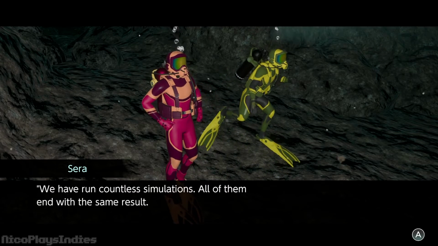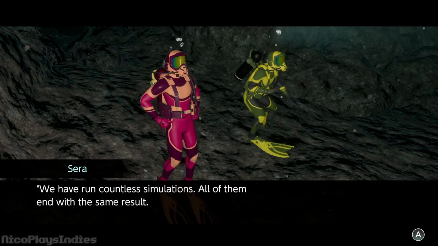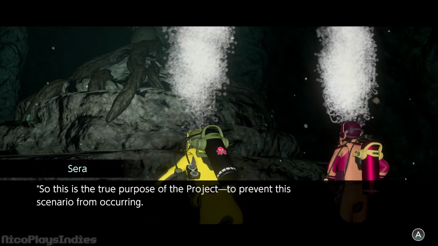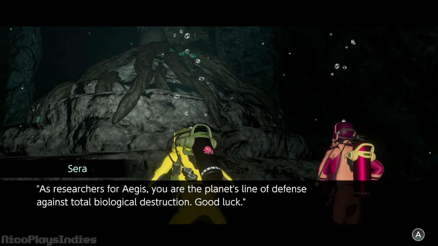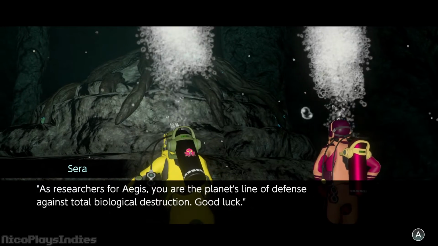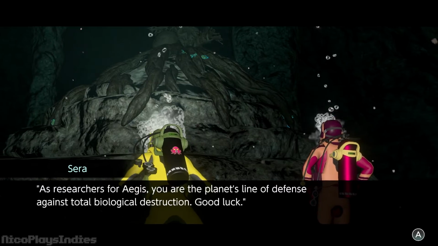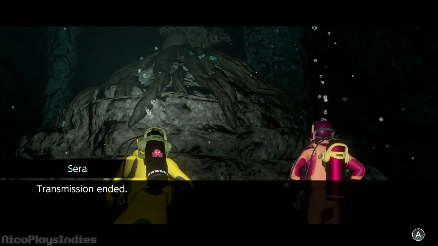We have run countless simulations. All of them end with the same result. So this is the true purpose of the project, to prevent this scenario from occurring. As researchers for Aegis, you are the planet's line of defense against total biological destruction. Good luck. Transmission ended.